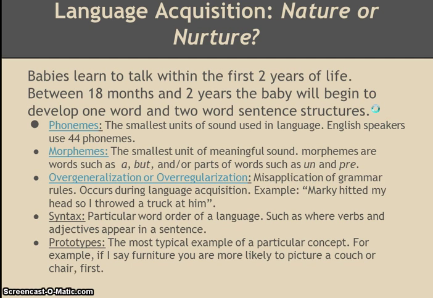Babies learn to talk within the first 2 years of life. Between 18 months and 2 years, the baby will begin to develop one-word and two-word sentence structures. We've talked about phonemes and morphemes before, and we also talked about overgeneralization or over-regularization, which is misapplication of grammar rules.